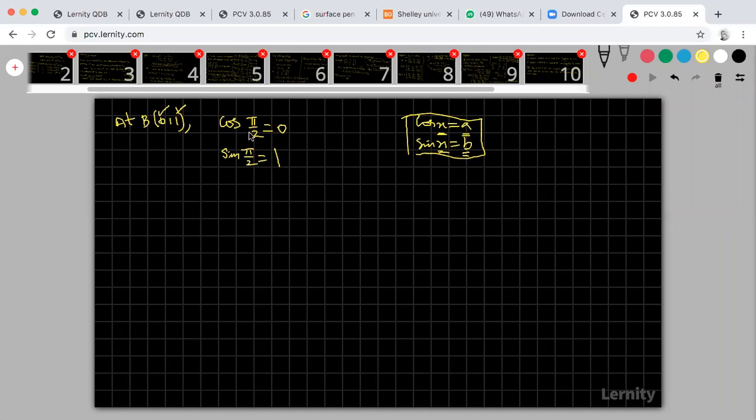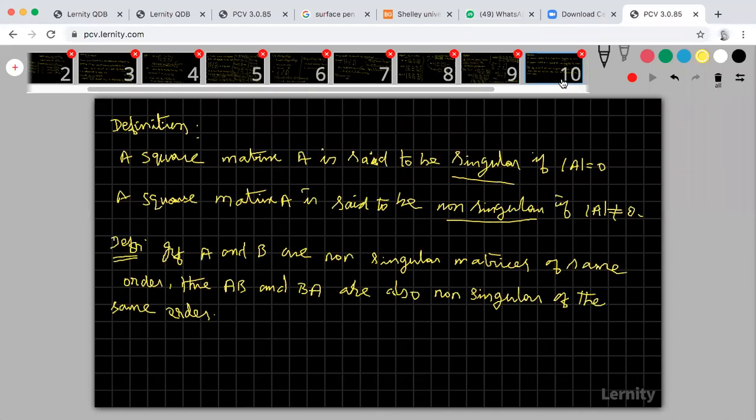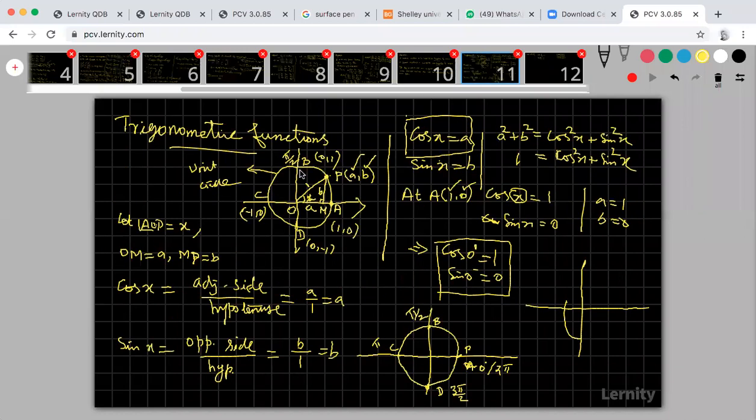Okay, please try to understand. Cos pi by 2 is 0, sin pi by 2 is 1. Please look at this diagram. When you take an angle here, that means the point P here, your initial side is OA. If you take a point P here and join P and A or some other angle, you will get a right angle triangle. So therefore, your coordinates are A is equal to 0, B is equal to 1. Please try to understand.